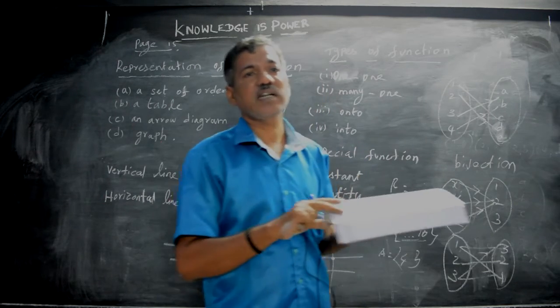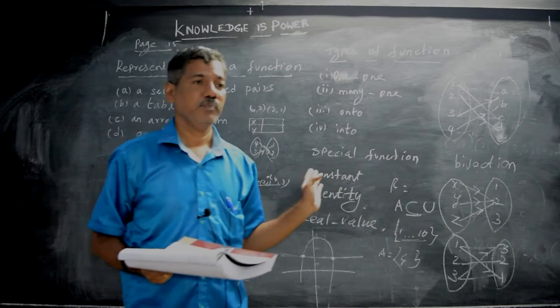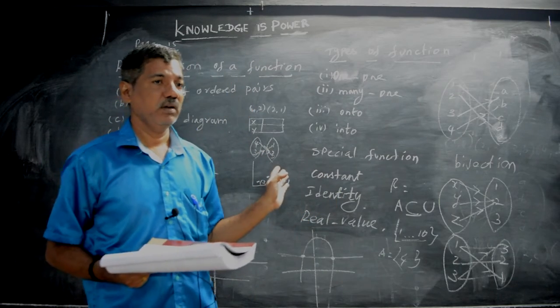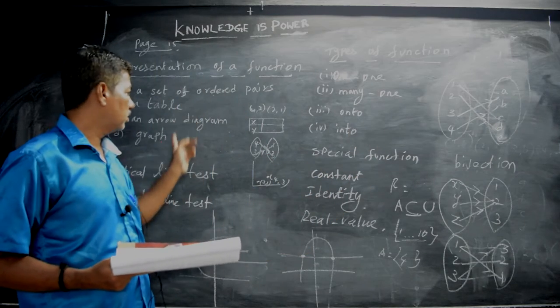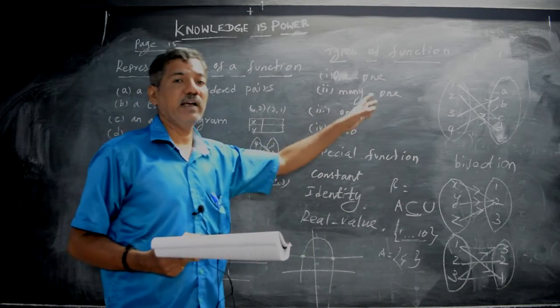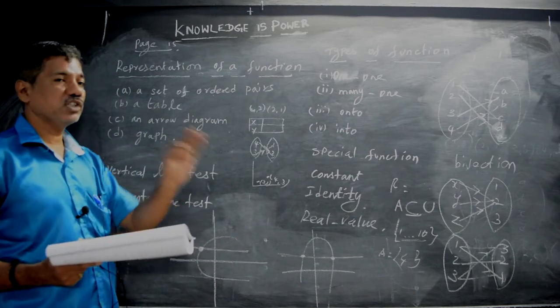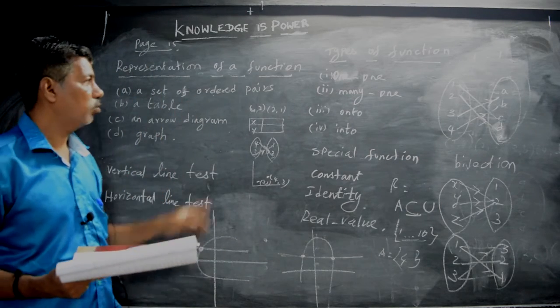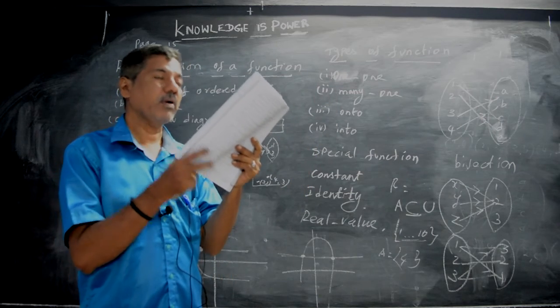If you do not understand certain things, it will be difficult to do the exercise or example sums. What I taught in this class, you have to proceed with: what is the meaning of each and everything, ordered pair, table, arrow diagram, graph. Just go through, read and practice, then only the sums will be understood more clearly. Okay.